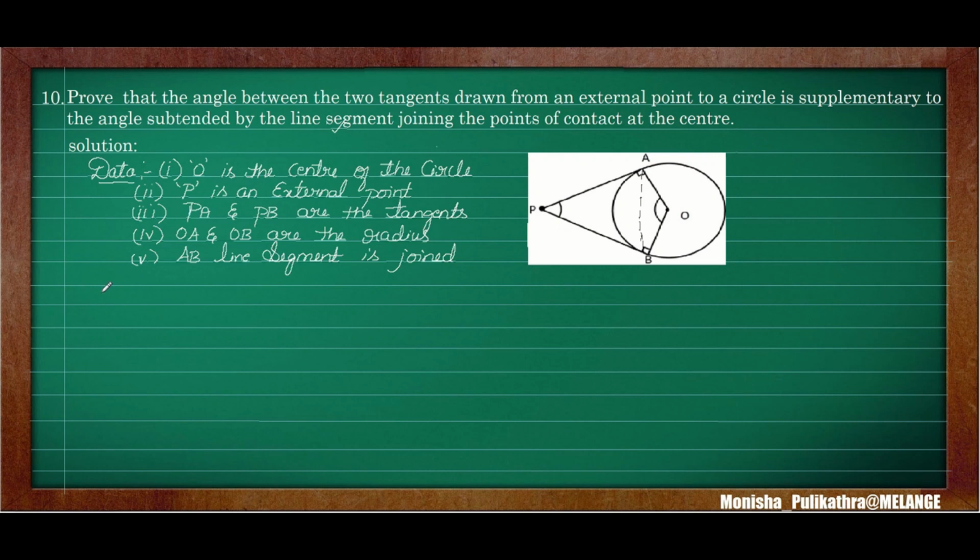Okay, so what we need to prove? We need to prove that angle APB plus angle AOB is equal to 180 degree, supplementary angle. Supplementary means 180, complementary means 90 degree. Okay, this is the proof. So construction is not there, so I will be directly going to the proof section. Here OAPB is a quadrilateral.